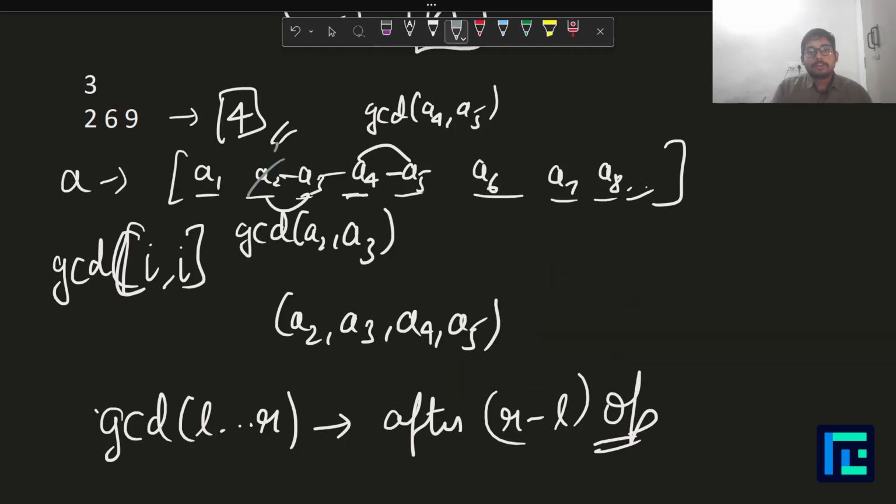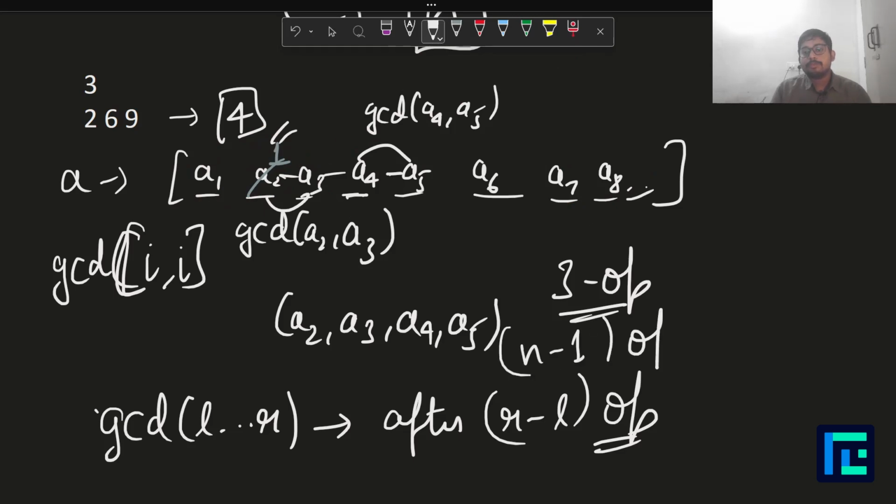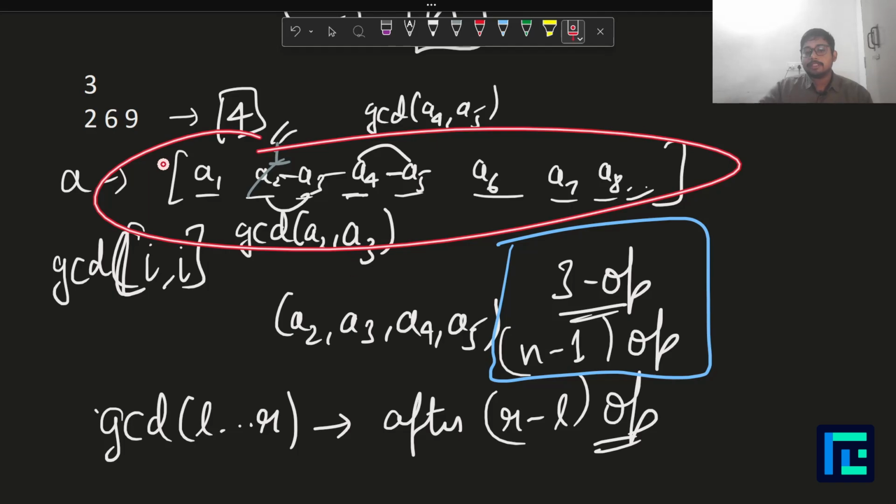And once you have got a single one, say after three operations, you can just one by one convert all the numbers to one. You have already got one, and then there would be n minus 1 numbers left, so n minus 1 more operations would be required. So basically in 3 plus n minus 1 operations you can convert this whole array to all ones.